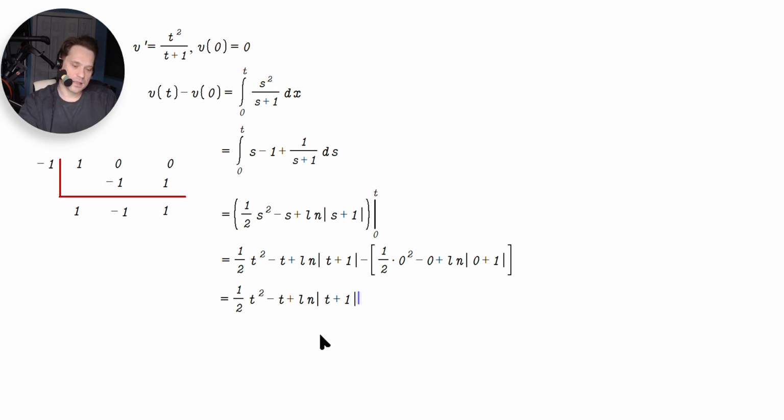And that's it. There's no constant c. The fact that, for example, we want v of 0 to be equal to 0, that's already present by using v of t minus v of 0 right here, and then 0 as the lower limit of integration. It's all built in. So that solves the equation.